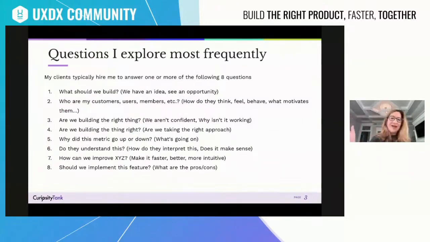So, for context, here are some of the questions that I'm asked to explore most frequently. This will set the stage for our conversation today as it relates to rolling research, because rolling research typically only relates to evaluative questions. What we have here are both evaluative and generative questions. Generative research questions typically happen in the beginning of the product or service development cycle, and evaluative research questions occur once we actually have something to evaluate.